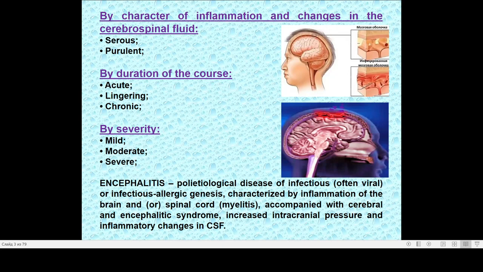Encephalitis is a polyetiological disease of infectious, often viral or infectious-allergic origin, characterized by inflammation of the brain or spinal cord, accompanied by cerebral and encephalitic syndrome, increased intracranial pressure, and inflammatory change in cerebrospinal fluid.